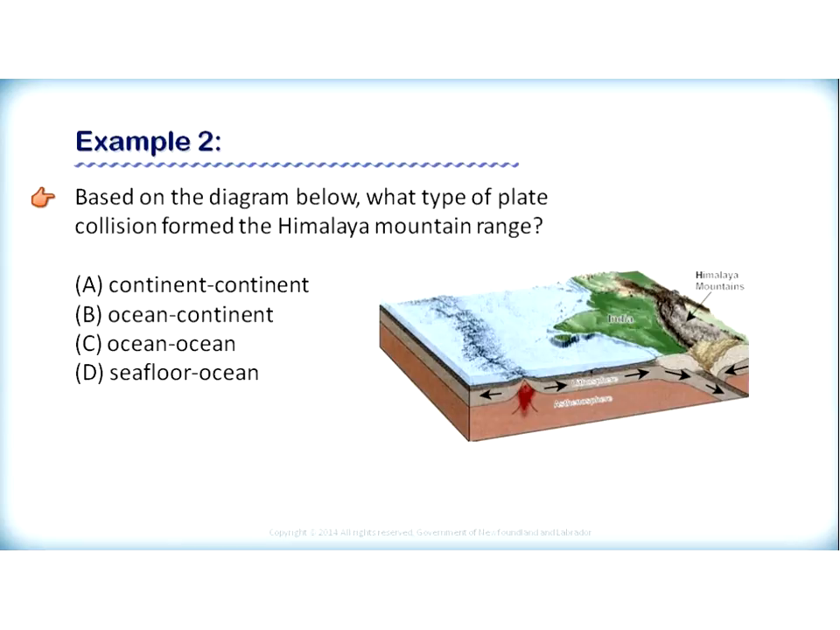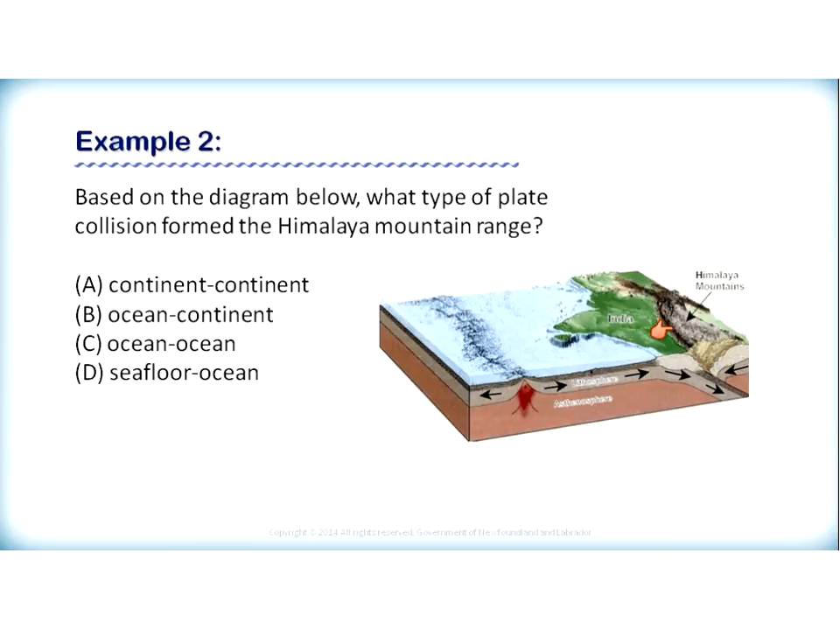So if we look at it to the right, we see the Himalayan mountain chain located where we see continental crust colliding with continental crust. And as a result, the continental shelves would be sandwiched in between the two collision plates, resulting in a very high mountain chain being formed.